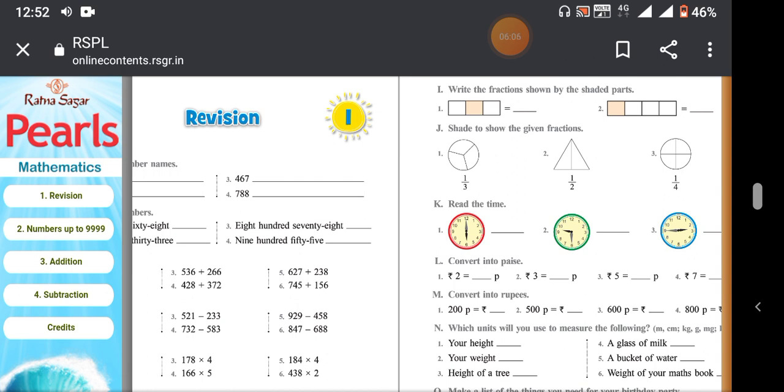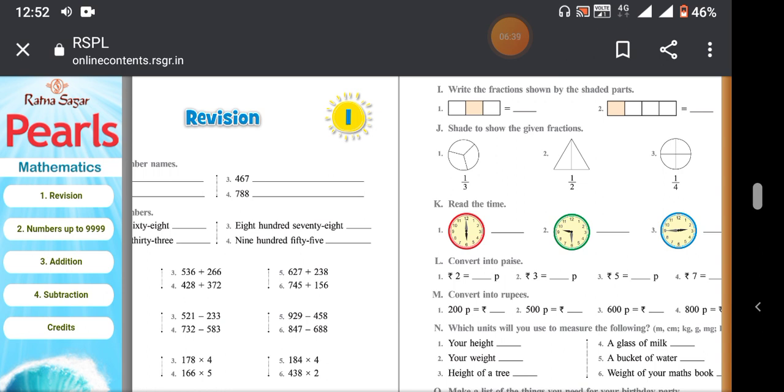Then the second one: a box had 135 color pencils. A teacher distributed 86 pencils in the class. How many pencils were left in the box? So a box contained 135 color pencils, and the teacher distributed only 86. Then how many pencils were left in the box? You should subtract these numbers, 135 minus 86.